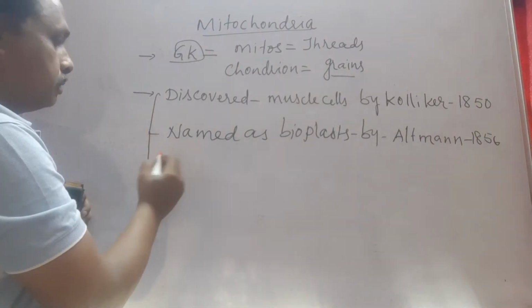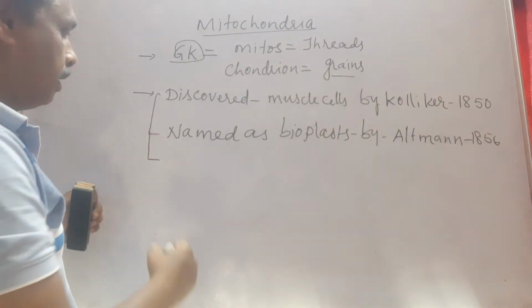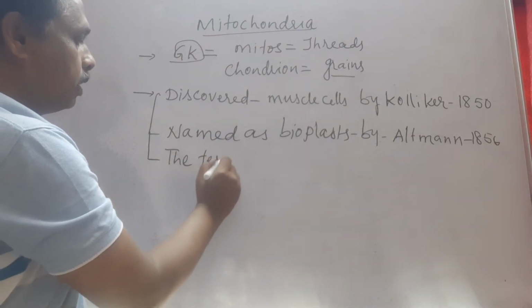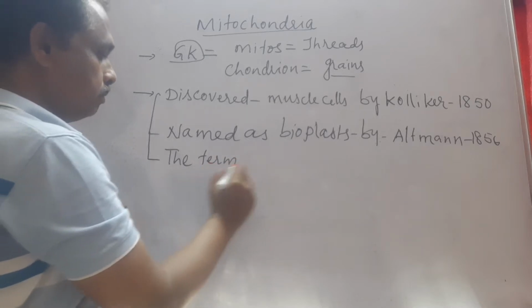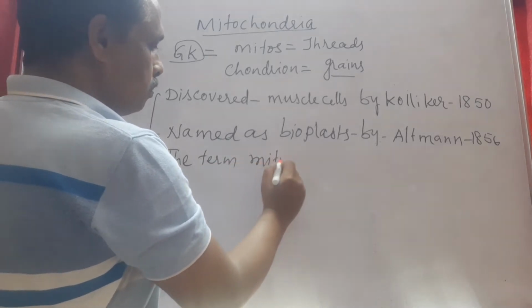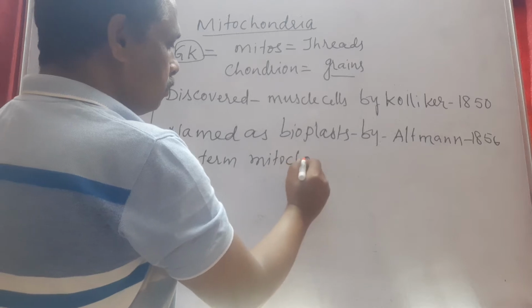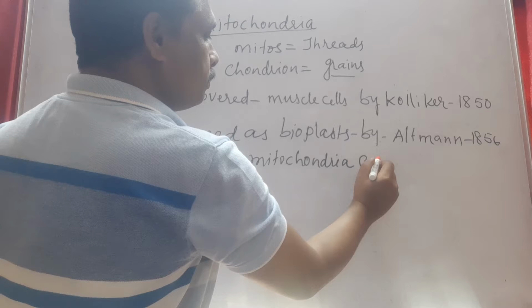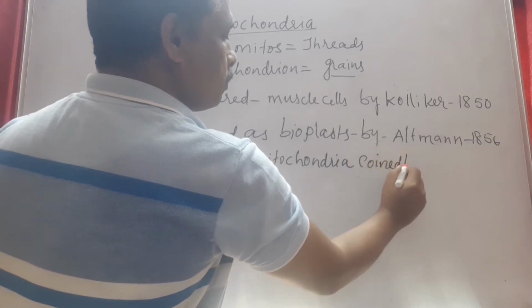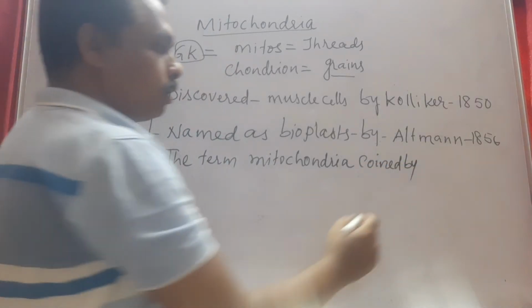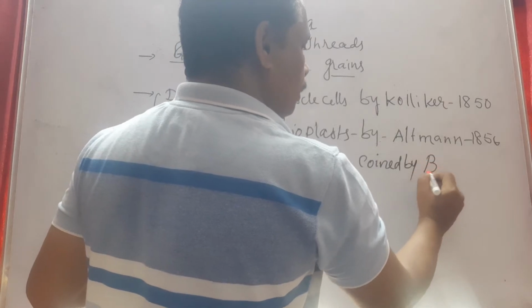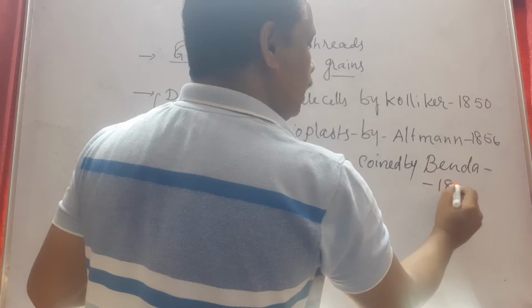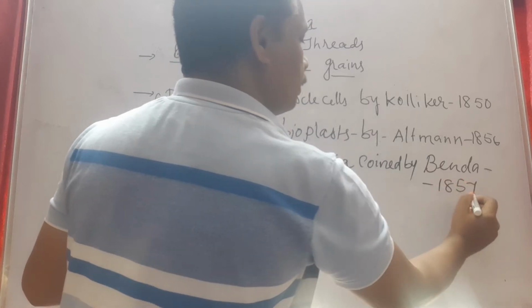And later, just a matter of one year, the term mitochondria was coined by Benda in the year 1857.